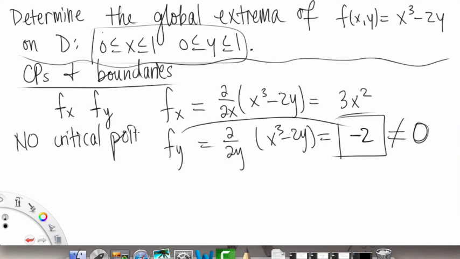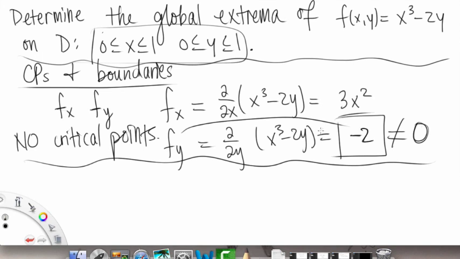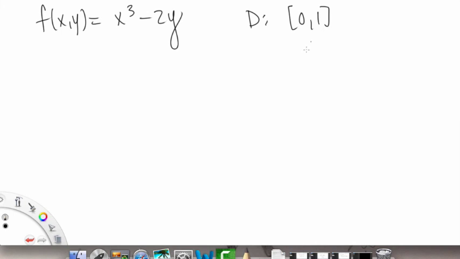So what that means is we just basically have to go straight to the boundary and see where we can find a maximum or a minimum value. So that's what we're going to do on the next slide. So here's our function again, f of x, y is equal to x cubed minus 2y. And here's our domain. x goes from 0 to 1, so this is our x range, and y goes from 0 to 1, including the endpoints.